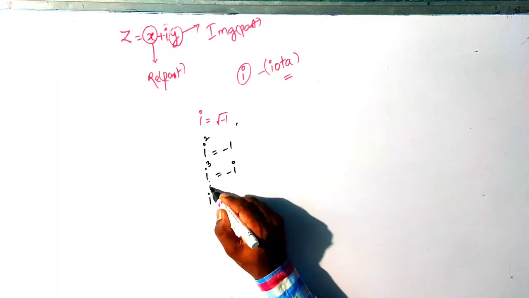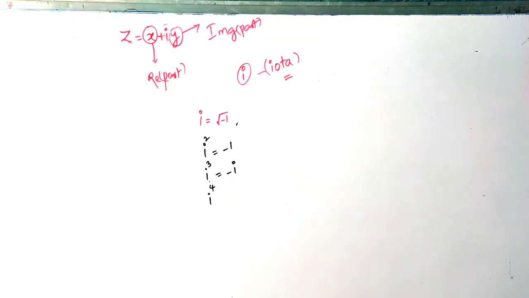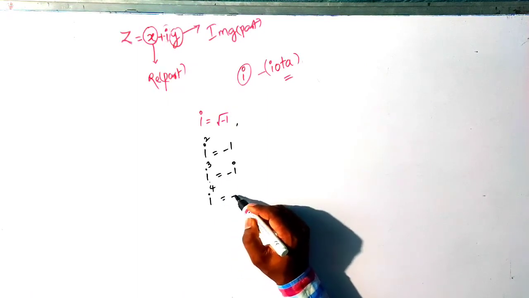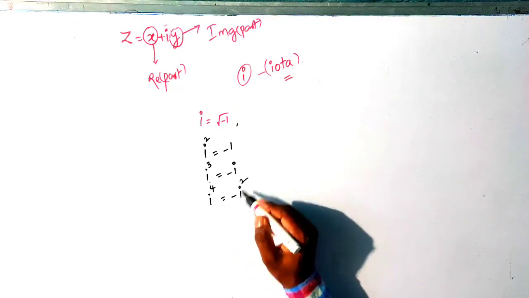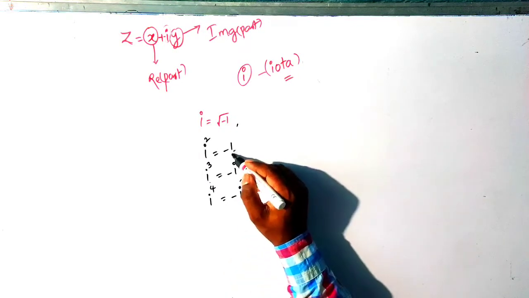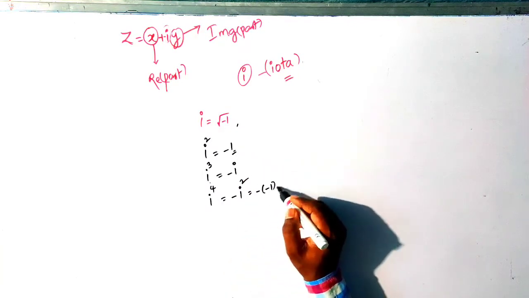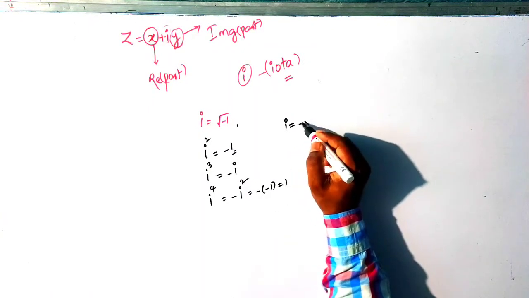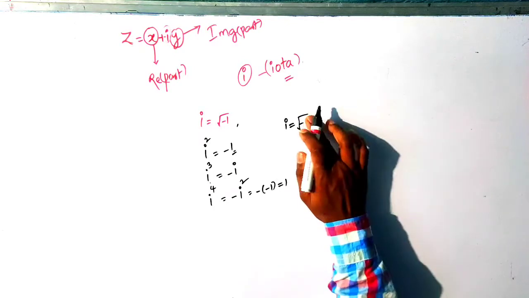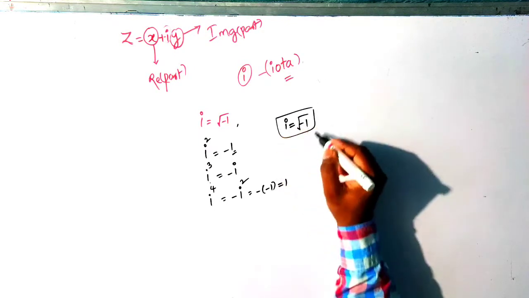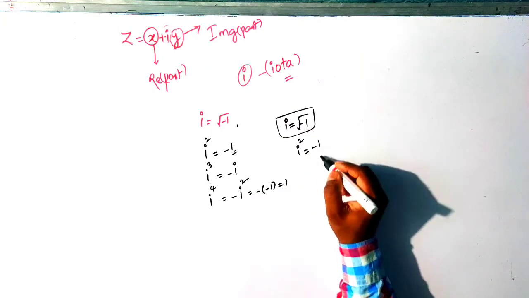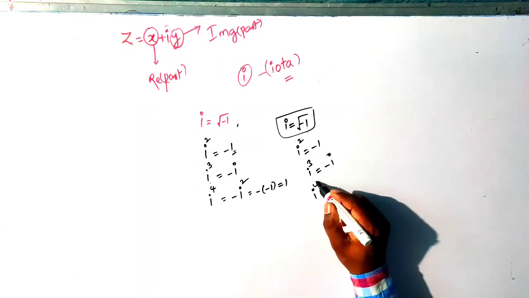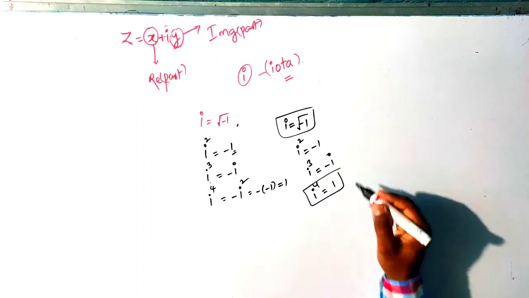So i power of 4. Again we multiply both sides by i. So what we get here? i cube into i is i power 4, minus i into i is minus i square. Minus i square, the value we already got is minus 1, so minus of minus 1 equals plus 1. So you observe here: i equals square root of minus 1, i square is minus 1, i cube is minus i, i power of 4 is equal to 1.